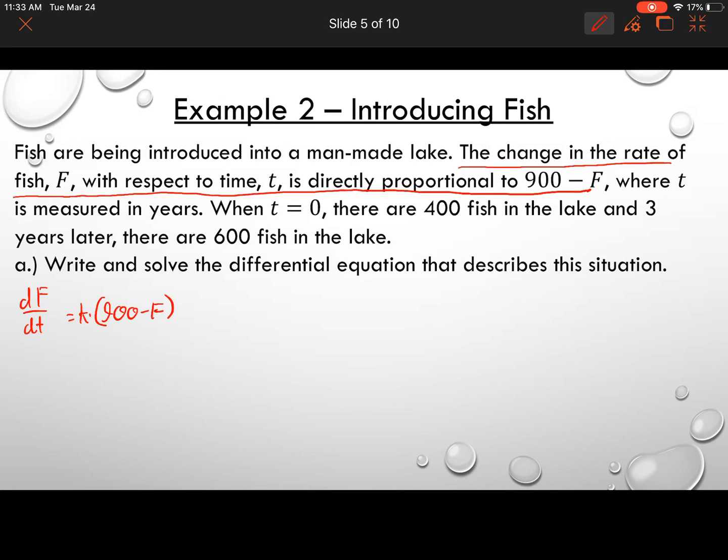So let's get the variables on one side of each equation. So let's get the 900 minus f to the other side. We're going to do that by multiplying by 1 over 900 minus f on both sides. So we're left with 1 over 900 minus f times df over dt is equal to just k. Now we get that dt to the other side, so multiply both sides by dt.